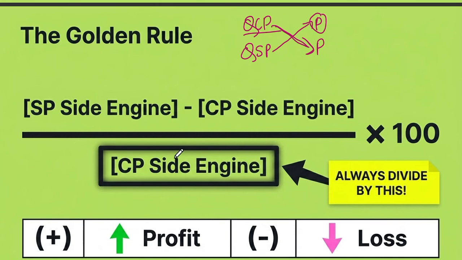And the denominator is very important. In the denominator we always have to write the cost price, multiplied by 100. So in the numerator we use this cross multiplication with a minus sign in the middle, and the denominator is always the cost price. Suppose our answer is positive, then we are in profit, and if the answer is negative, then we are in loss. Let's start with the examples.